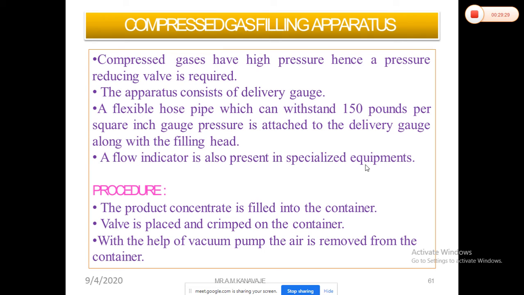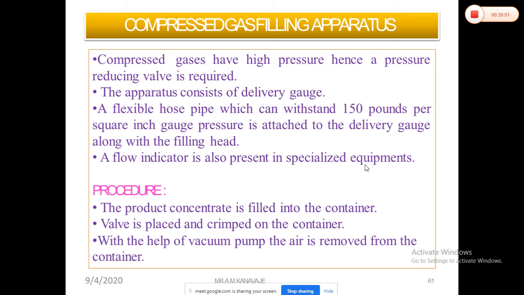So this is the second method, and now the last method, that is the compressed gas filling apparatus. The compressed gas filling apparatus has high pressure, so a pressure reducing valve is required. The apparatus consists of delivery gates and a flexible hose pipe which can withstand up to 150 psi pressure, attached to the delivery gate along with the filling gate, and a flow indicator is also present in specialized equipment in case the pressure exceeds the set pressure.